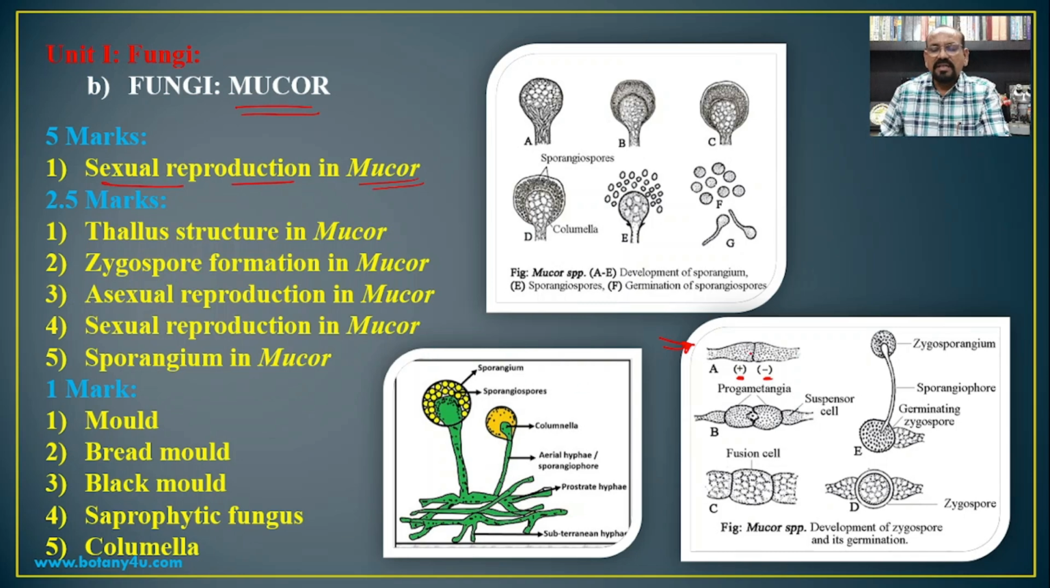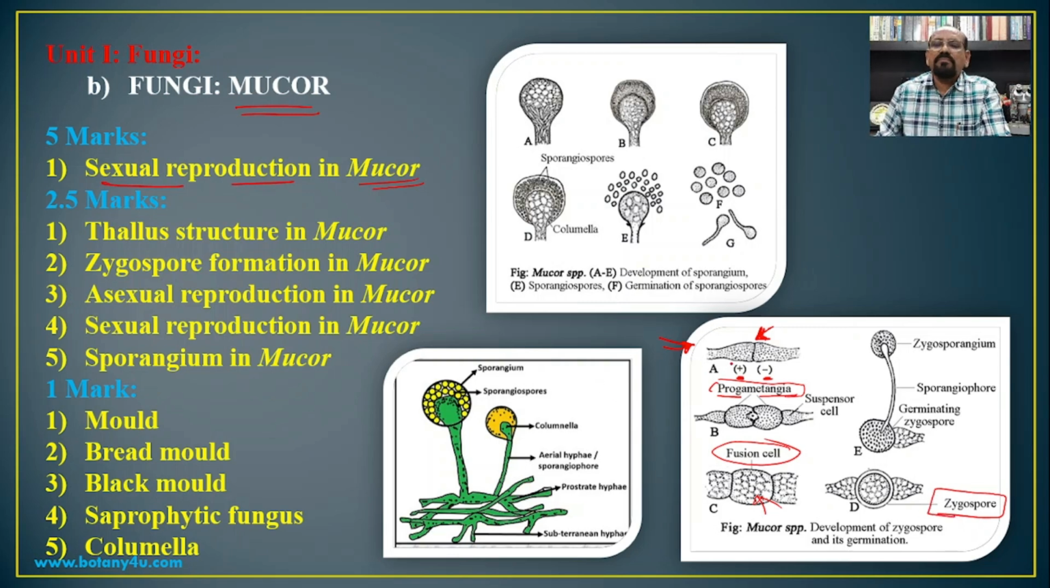So when such two hyphae of the opposite strain, that is plus and minus, come close to each other, there is formation or separation from the parent hyphae, and then there is formation of the progametangia and later on the gametangia. After the fusion, there is a formation of a single cell, that is the zygote, and from this cell there is formation of a zygospore.